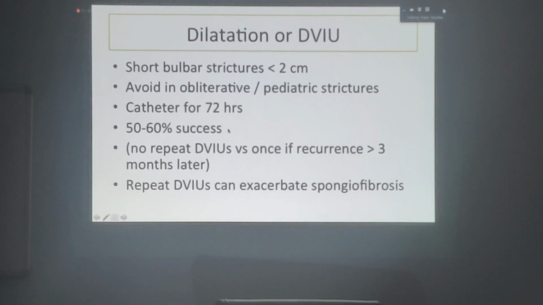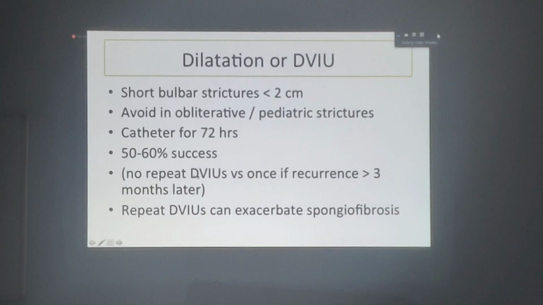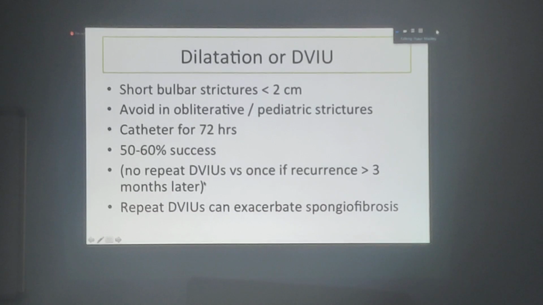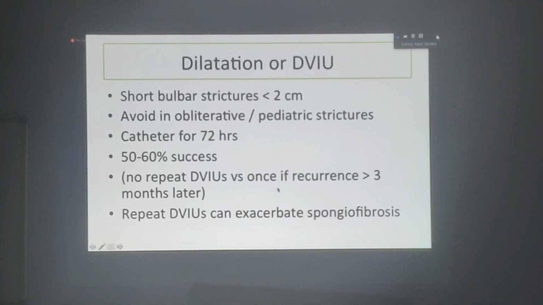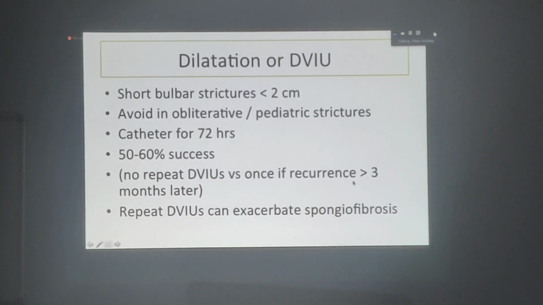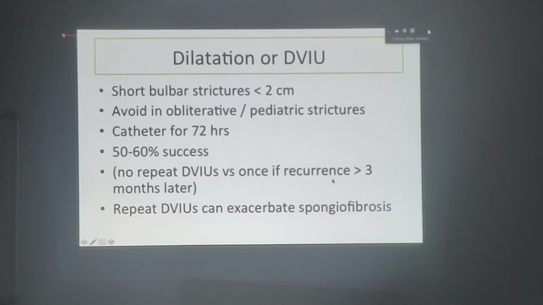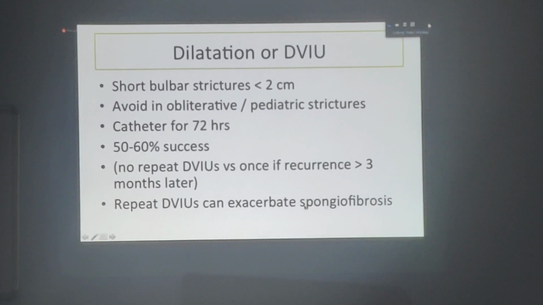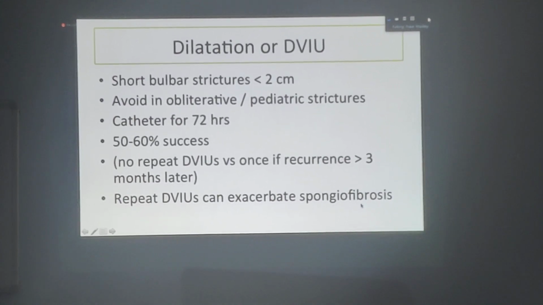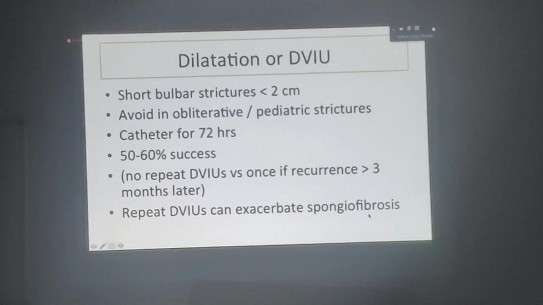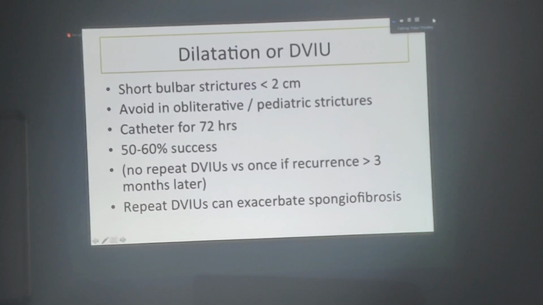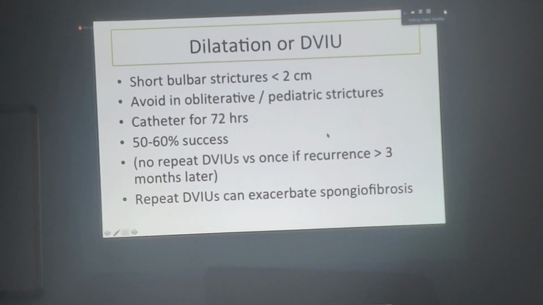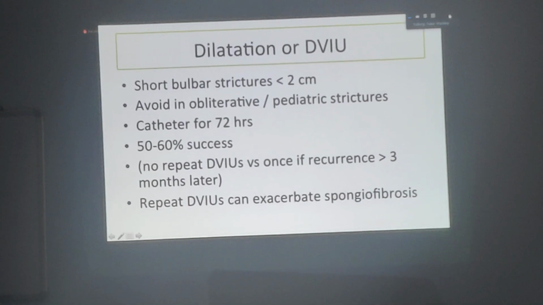And these patients often come with a repeat stricture. The American guidelines say that you should not repeat a DVIU if the patient has a restricture. The SIU guideline says that if the stricture has recurred after 3 months, then you can do a repeat DVIU once. An important point is that repeated DVIUs can exacerbate spongiofibrosis. A 1 centimeter stricture can turn into a 3 centimeter stricture. So one attempt you can do a DVIU, not more than that probably.